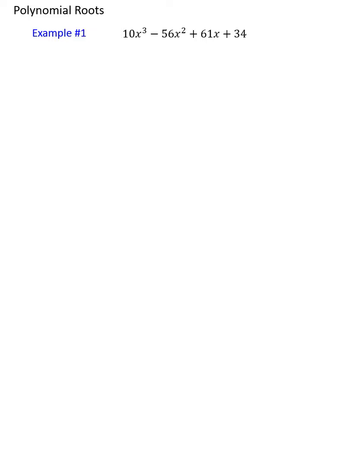Here's a polynomial. We may be asked to either factor this polynomial or to find the roots of the polynomial, or perhaps both. Let's examine both possibilities here. But in order to do either, one thing that we're going to have to do is find a root, because as we know, roots and factors are related.